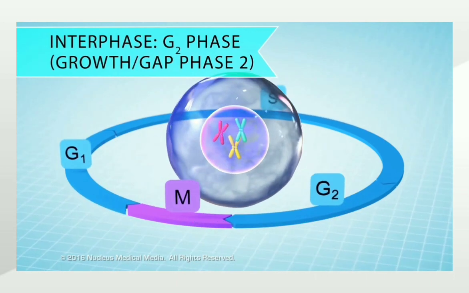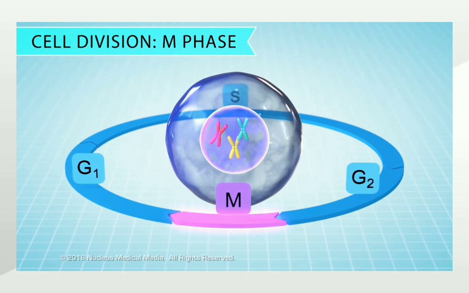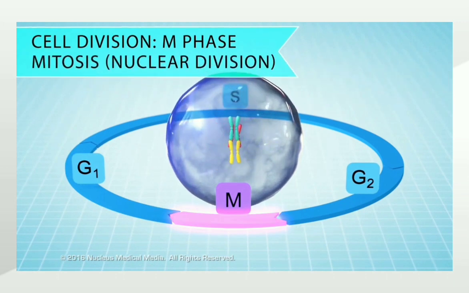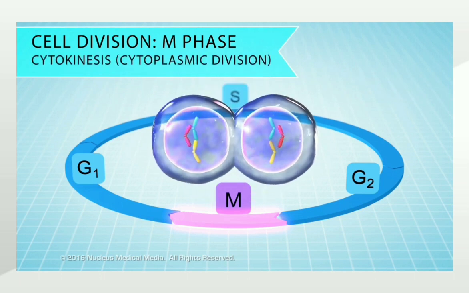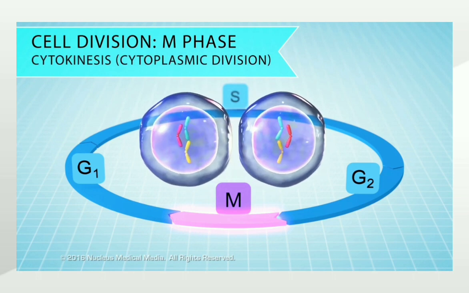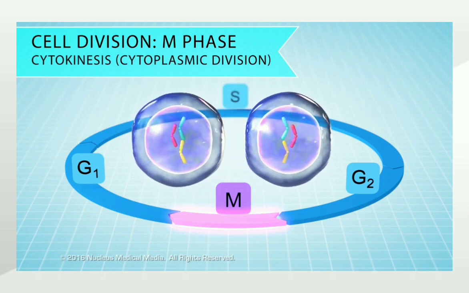Now that interphase is over, the cell is ready for cell division, which happens in the M phase. The M phase has two events. The main one is mitosis, which is division of the cell's nucleus, followed by cytokinesis, a division of the cytoplasm. So at the end of M phase, you have two daughter cells, identical to each other and identical to the original cell.